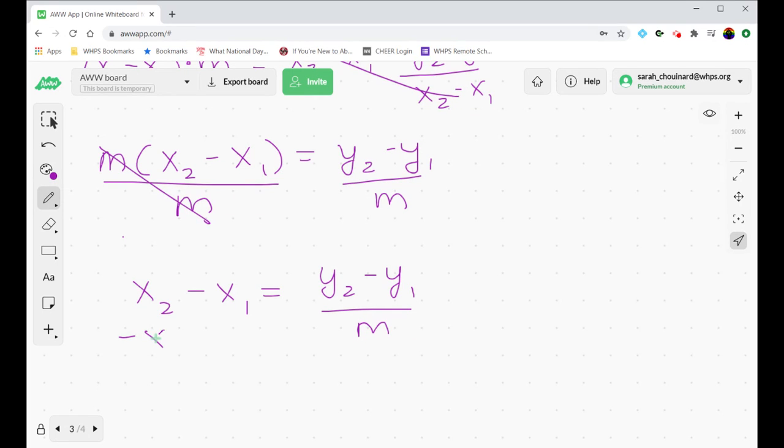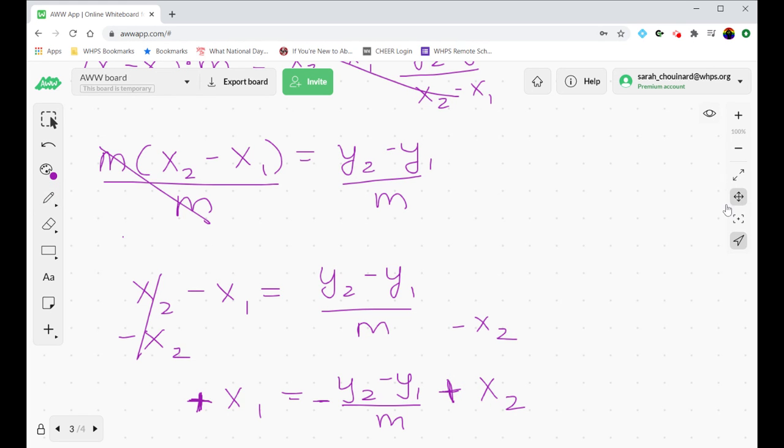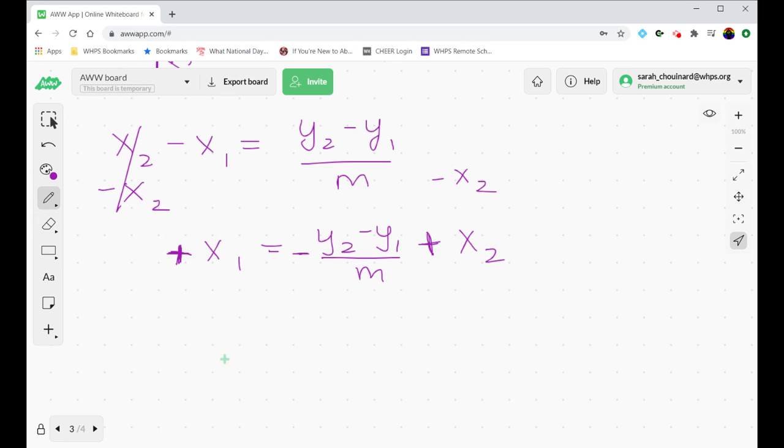And then I'm going to subtract x2 from both sides. That leaves me with negative x1 equals y2 minus y1 over m minus x2. And again, I want positive, so I'm going to change the sign there, make it positive. This whole fraction is one term, so all I have to do is put a negative in front of it. And then this last term is going to turn to a plus. So my final answer, and if you got this, you're a rock star, is x1 equals negative y2 minus y1 over m plus x2. Whew.